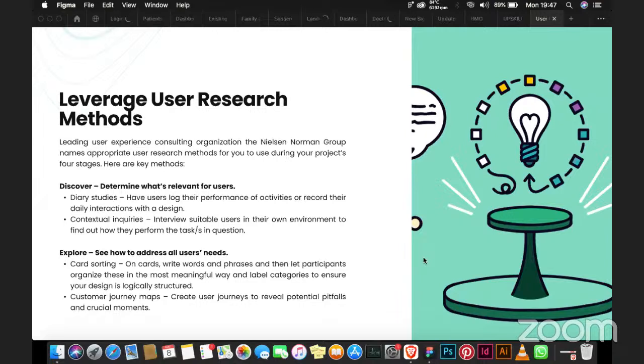So under user research, there are leverages to user research methods, right? First is to discover. What are you discovering when you want to build an application? As I said earlier, it's important to build something that your users will use, not something that you and your village people will use. You get my point, right? It's very important to have a target user.